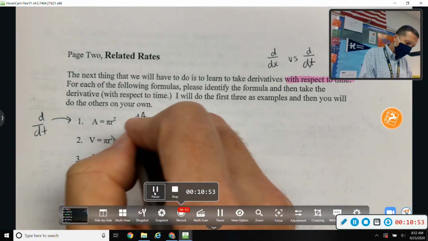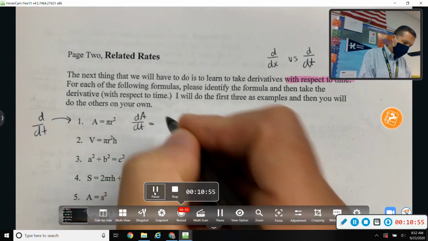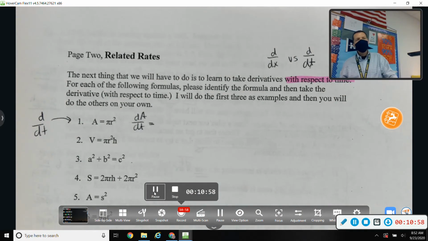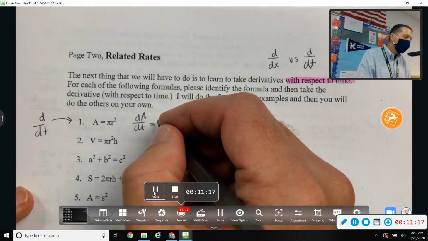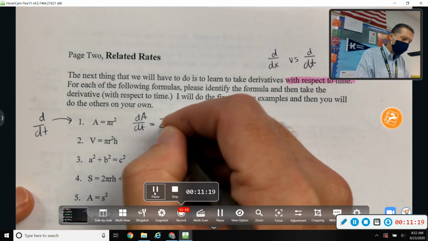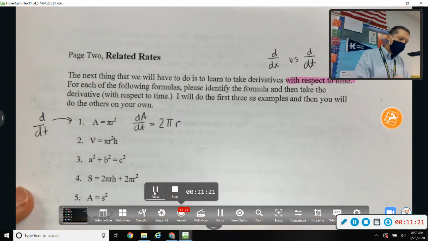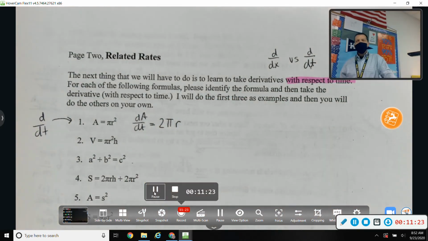So dA dt equals, any guesses on the other side, knowing that the rules are still the same? Any thoughts? What's that? Say it again. I can't hear you. With the 2 times the radius, but pi is still there. So 2 pi r. That's mostly right.